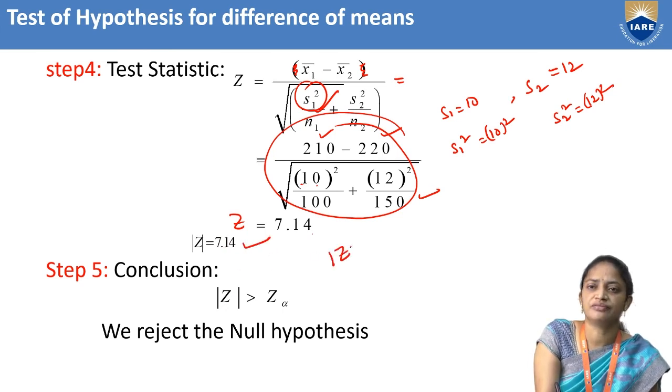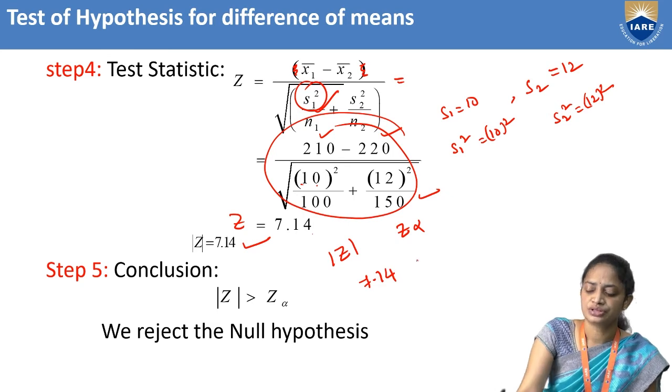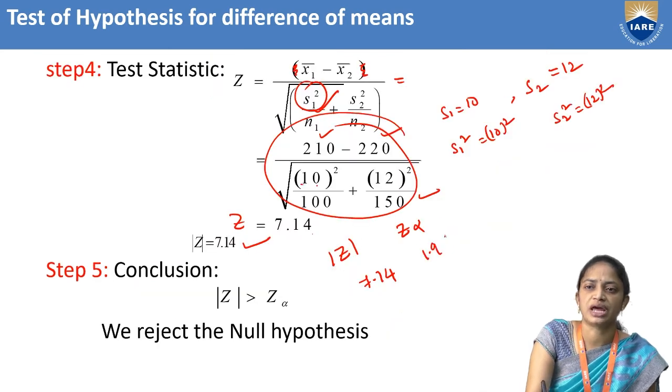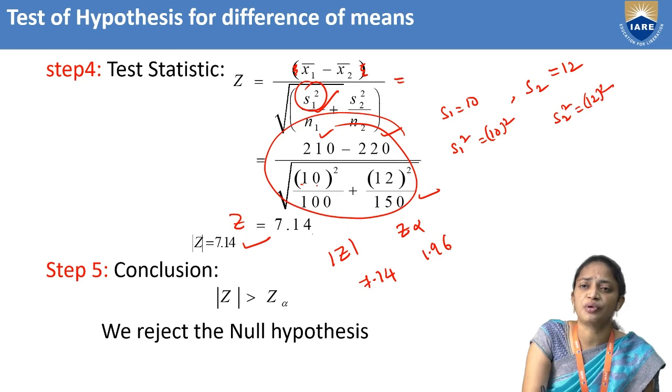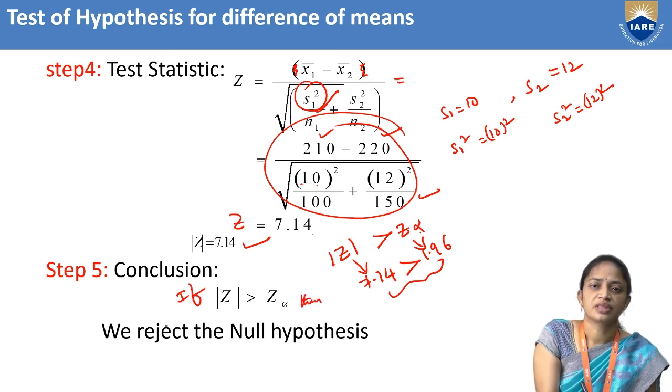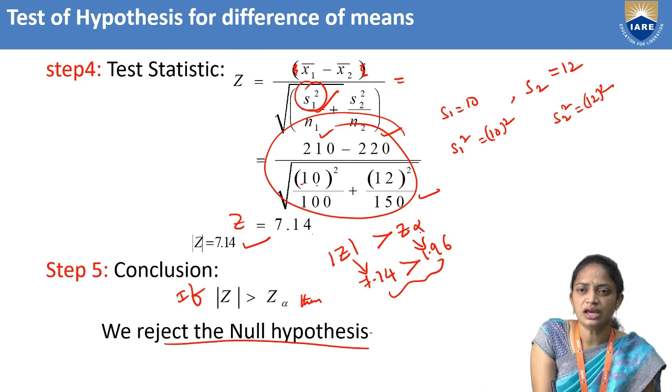So the conclusion here we have to write like this. What is the mod z value? Mod z value is 7.14. What is the z alpha value? The z alpha value is 1.96. Is 7.14 greater than 1.96 or less than 1.96? Yes, 7.14 is greater than 1.96. That means mod z is greater than z alpha. If mod z is greater than z alpha, then we reject the null hypothesis.